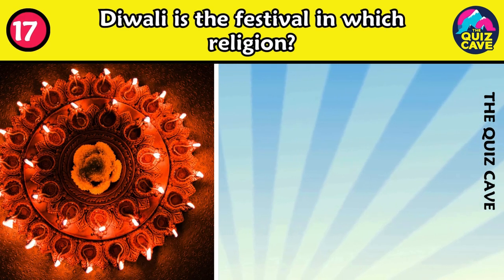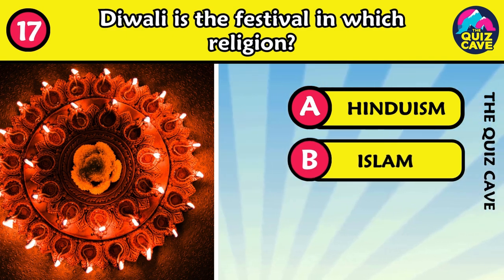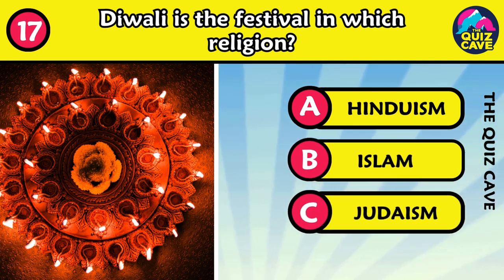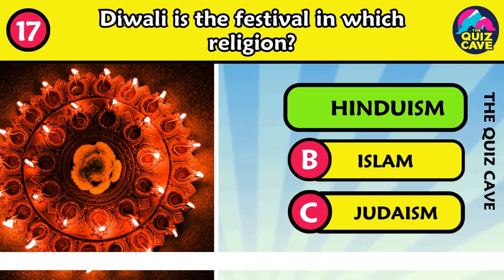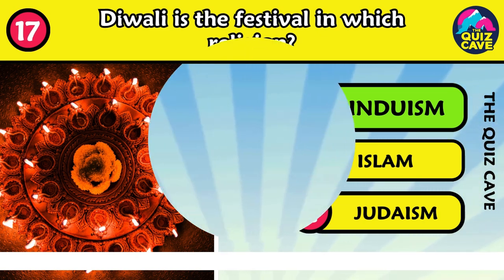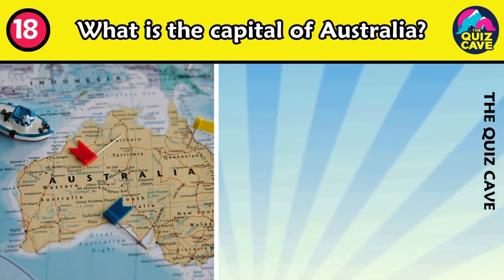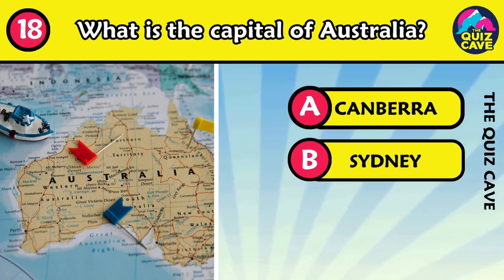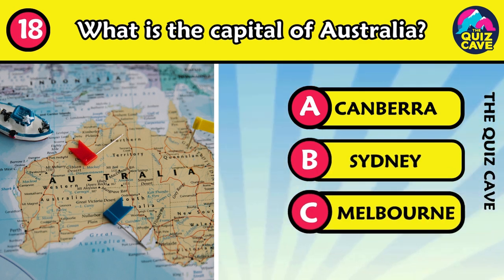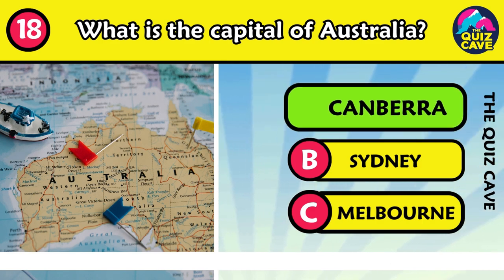Diwali is the festival in which religion? Hinduism. What is the capital of Australia? Canberra.